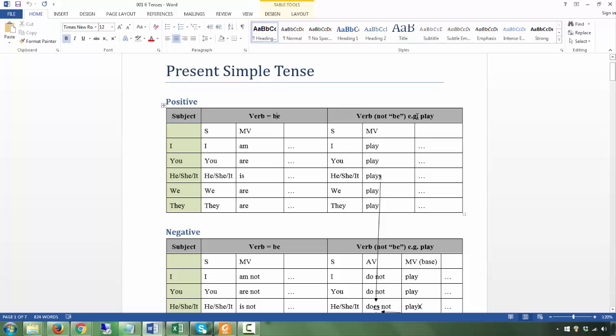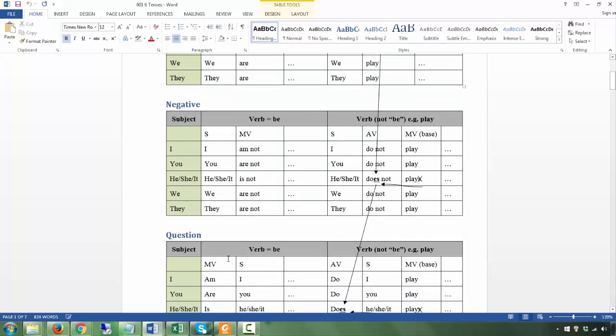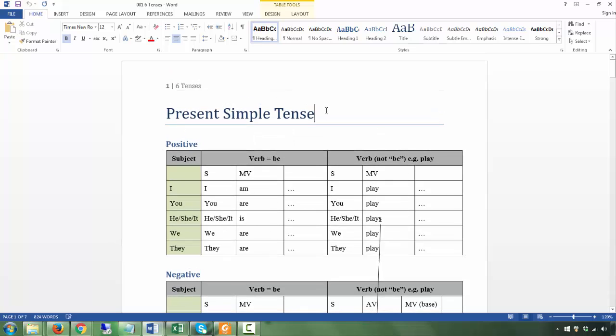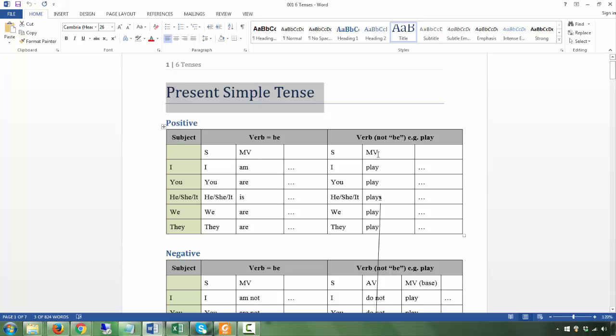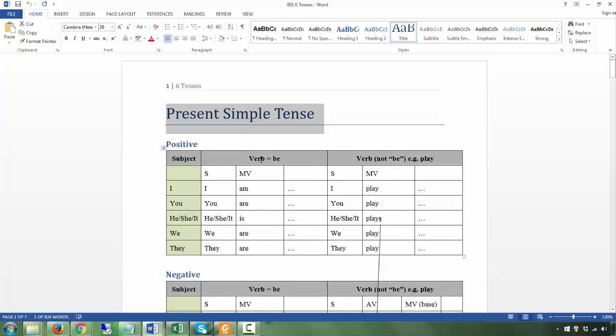Why do I separate these two? The reason is that the way you form positive, negative, and question for be verbs in the present simple tense is different from the way you form it for non-be verbs, which basically means every single other verb in the entire world which is not be. Every other word besides be, the way you form the positive, negative, and question is different. Let's look at be verb first.